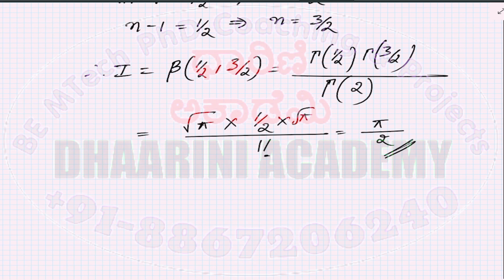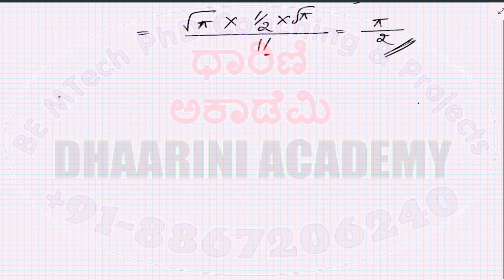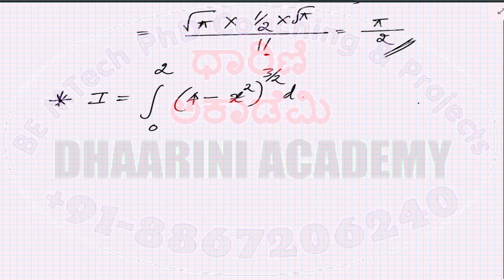Now let's go further. The questions can be made slightly tougher by giving the data as follows. Let's say, okay, this is a question. Solve I equal to the integral from 0 to 2 of (4 minus x square) to the power 3 by 2 dx.